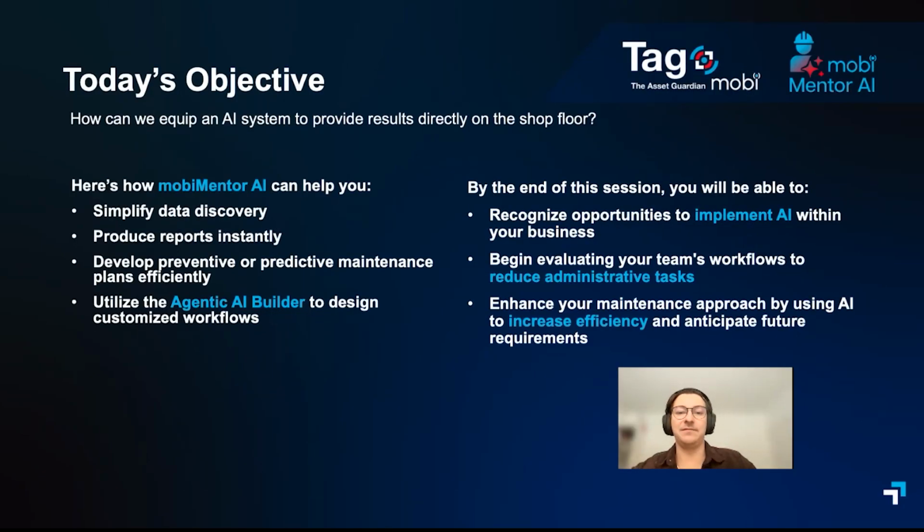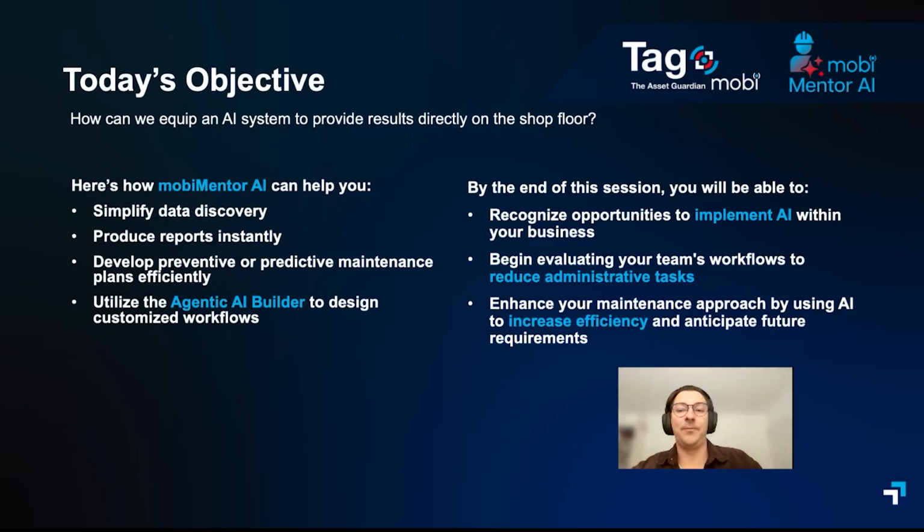On today's objective, or what I hope that you can get out of the webinar today, is really to see AI in action, mobiMentor AI. So simplify some data discovery: what's the last work order we've done on this asset? Produce some reports: how many PMs are overdue, as an example. And even see the AI builder in action, or what's under the hood. Try to understand a little bit what's behind those agents.